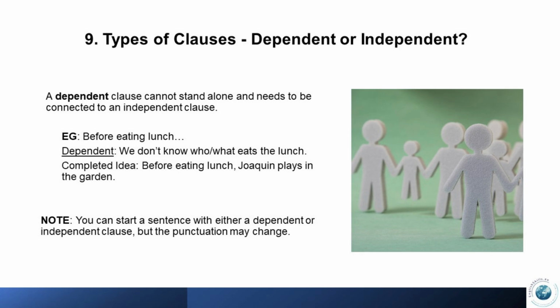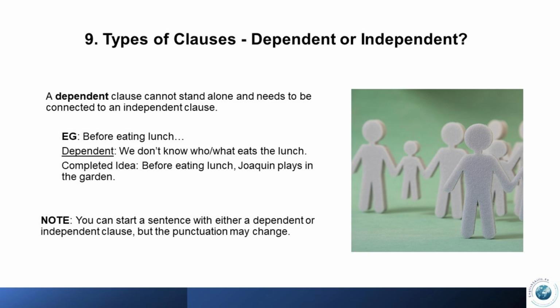From one perspective, there are 2 types of clauses: dependent and independent. A dependent clause cannot stand alone and needs to be connected to an independent clause. For example, before eating lunch. Why is this a dependent clause? Because we don't know who or what eats the lunch. Let's look at how we can expand this dependent clause into a complete idea.